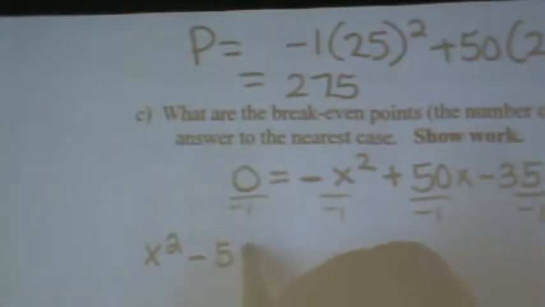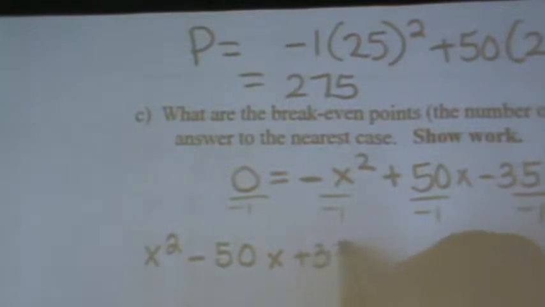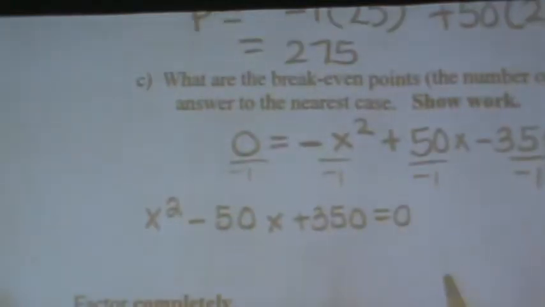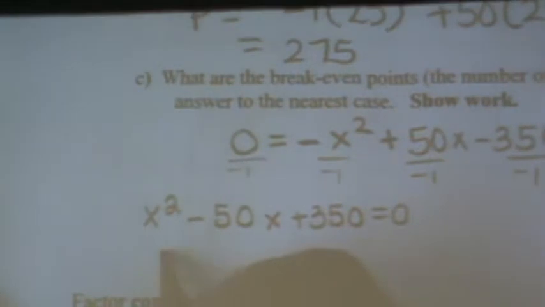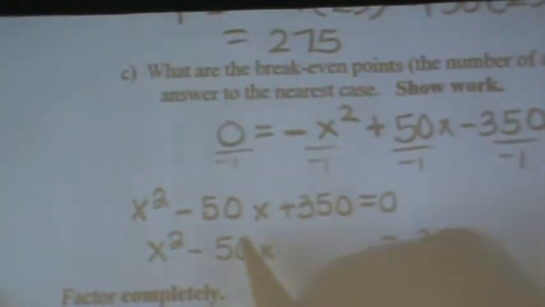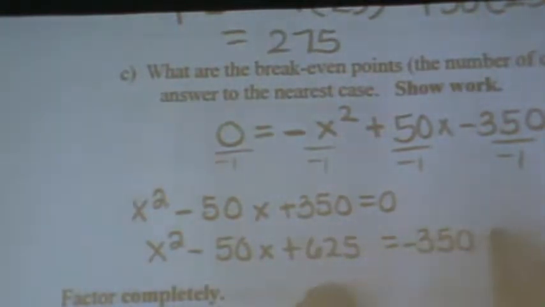So you have x squared. I'm writing it left to right now. This is going to go on the other side. Everyone okay with what I just did? Now, how do you complete the square? You bring 350 to the other side. You take half of negative 50 and you square it. So negative 25 squared is, what is it? 625. You're going to add 625 to both sides.